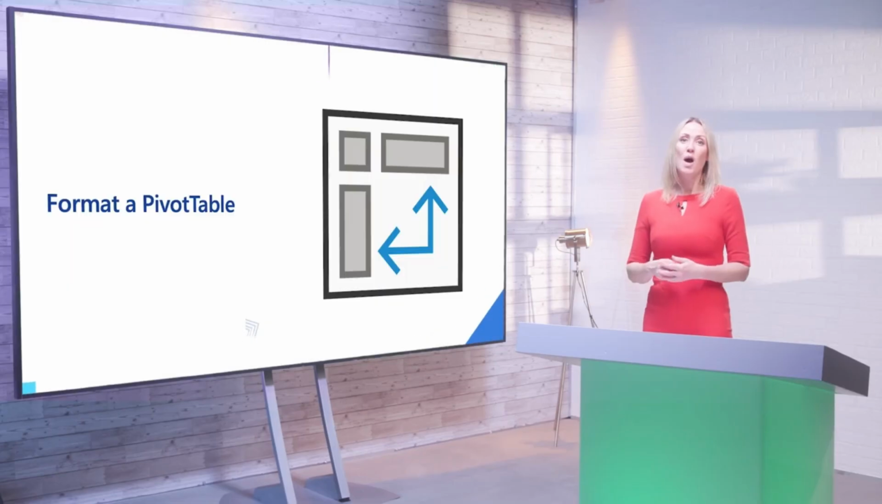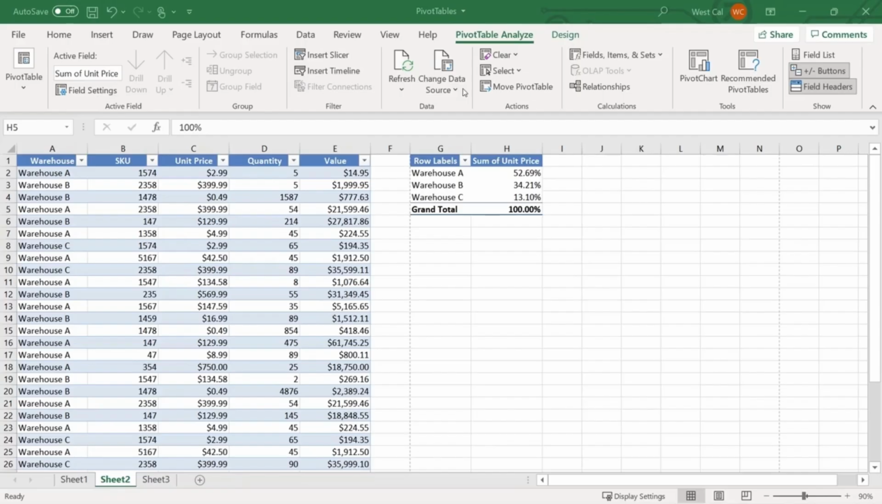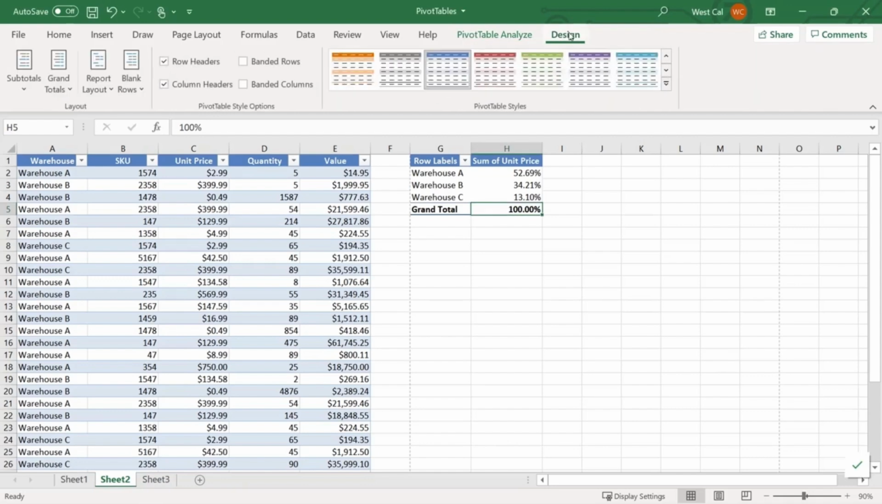In this case, you can see that warehouse A contains products with a larger value, while warehouse C has the lowest value. When you are working with pivot tables, you will see two contextual tabs. Let's focus on the Design tab. In the Design tab, you can add layout elements to your pivot table, customize style options, and apply a style in the same way that you would with a regular table. You can modify these options at any time.